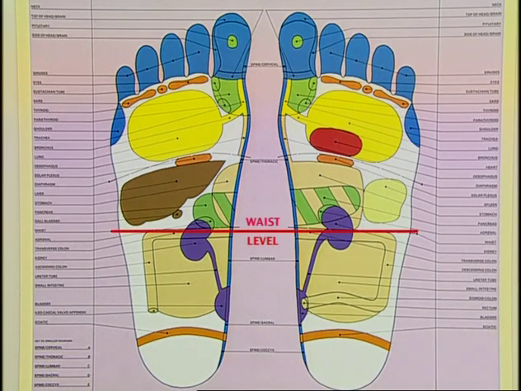Waist level is found approximately halfway down the foot and can be identified by feeling for a bony projection on the outer side of the foot. Parts of the body situated above the waist will be represented above waist level in the foot. Parts of the body situated below the waist will be represented below waist level in the foot.